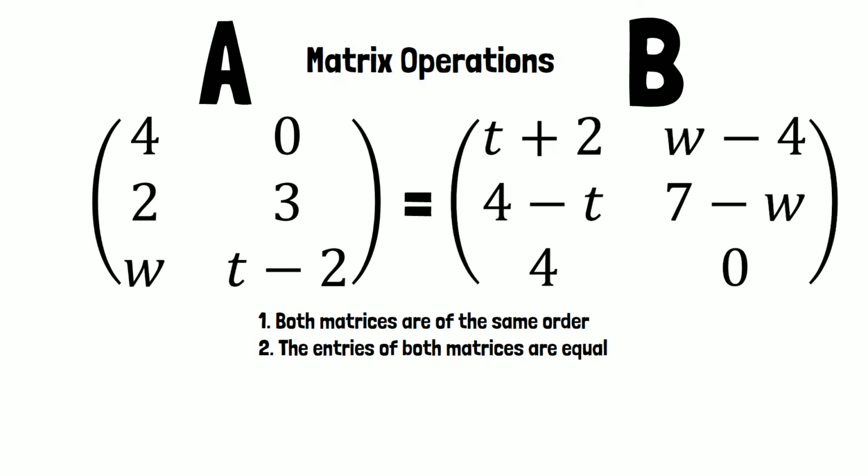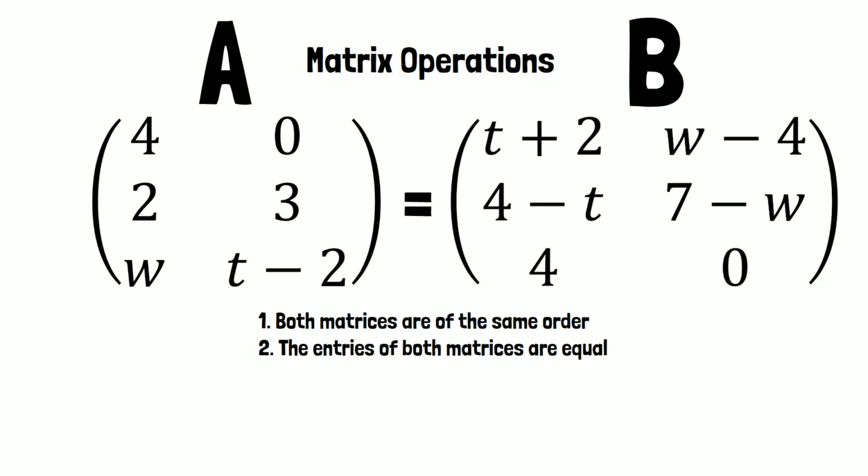Condition 2 is that the entries of both matrices are equal. The matrices A and B on your screen do not seem to be equal, but there are conditions on which they actually are. To be equal, we require 6 equations to be satisfied simultaneously. 4 has to be equal to t plus 2. 0 has to be equal to w minus 4. 2 has to be equal to 4 minus t. 3 has to be equal to 7 minus w. w has to equal 4 and t minus 2 has to equal 0.